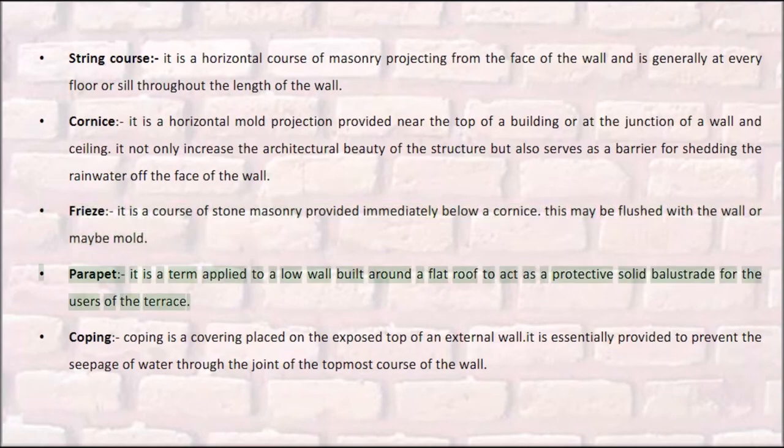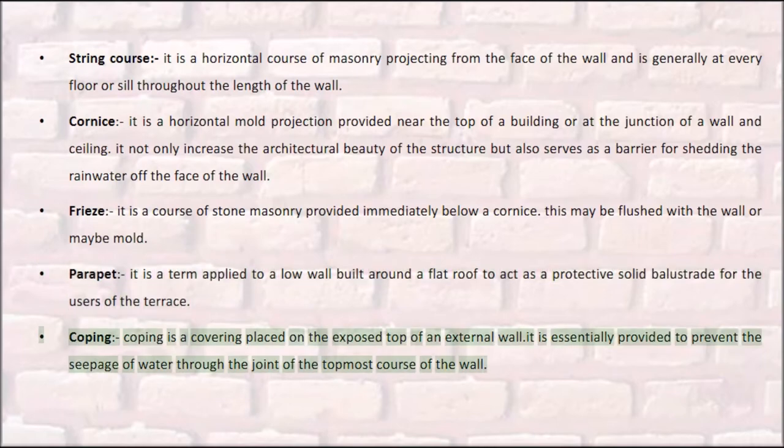Parapet, it is a term applied to a low wall built around a flat roof to act as a protective solid balustrade for the users of the terrace. Coping. Coping is a covering placed on the exposed top of an external wall. It is essentially provided to prevent the seepage of water through the joint of the topmost course of the wall.